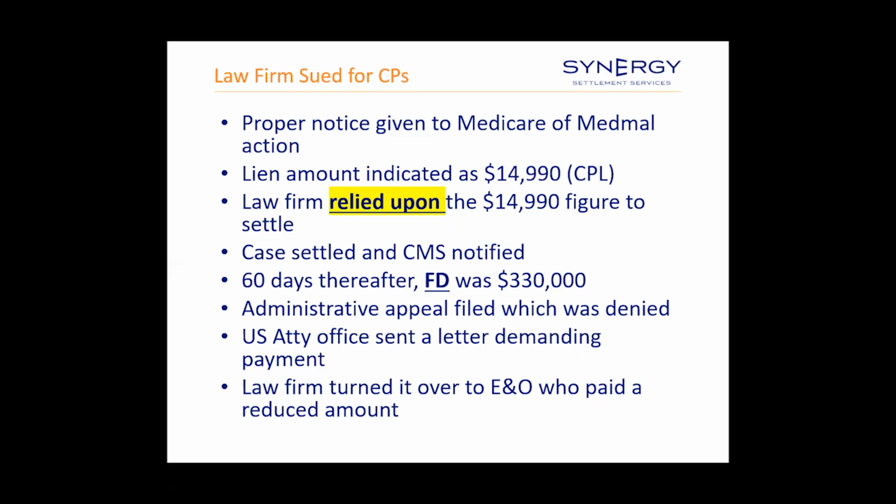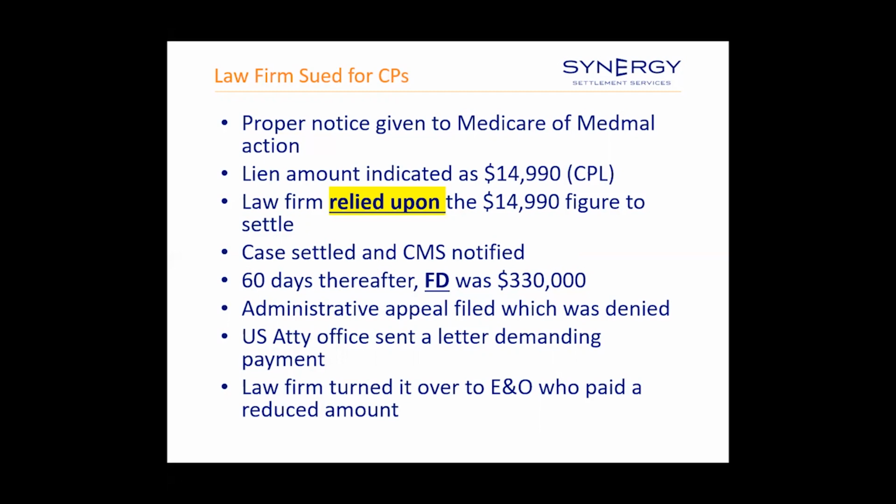Obviously, big problem. The mistake that was made here was that a conditional payment letter is non-binding on Medicare. That's just an interim amount. The final demand, which is triggered when you give Medicare your settlement details and amount, is what actually can be relied upon. Anything that Medicare says or does before that, they're not bound. So in this case, the law firm pursued an administrative appeal to appeal the $330,000 amount, because they settled it based on thinking, or allegedly thinking, it was $14,990.